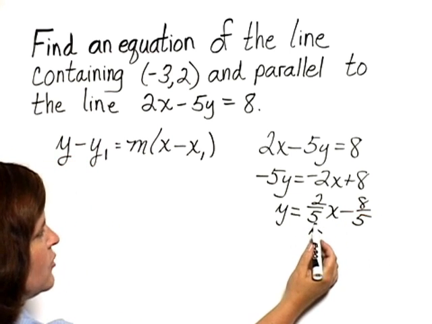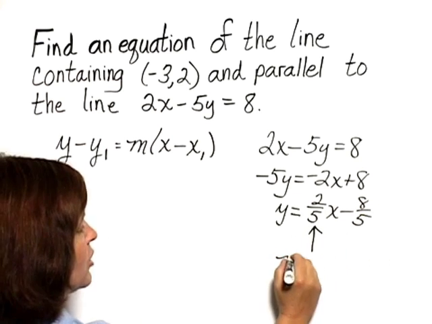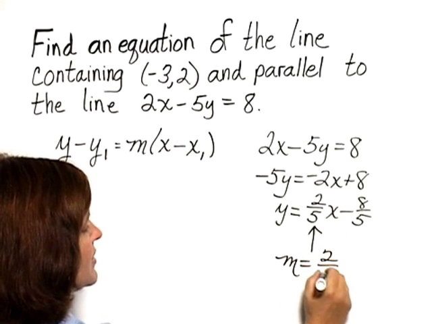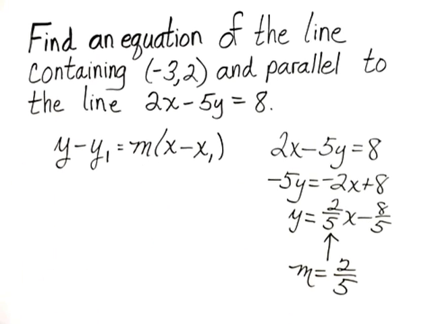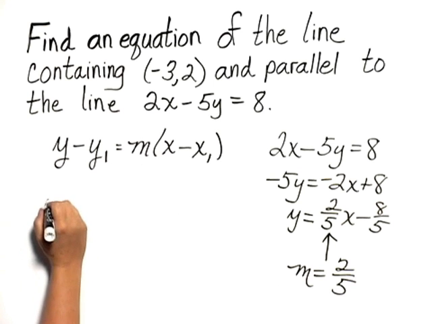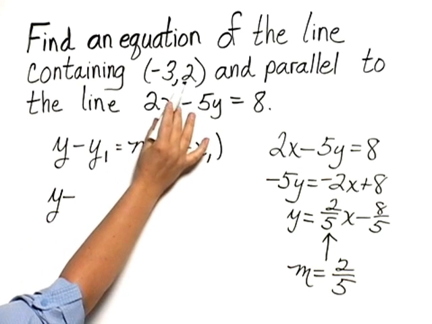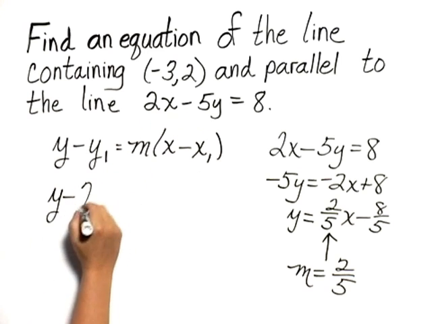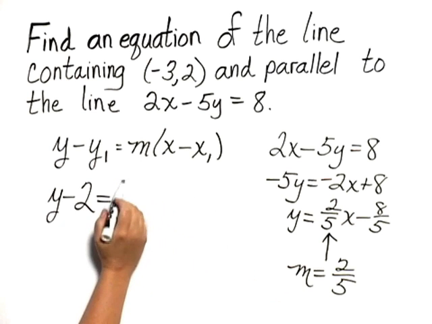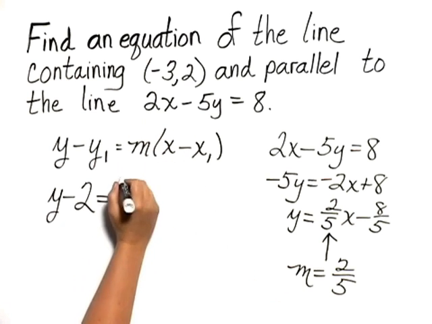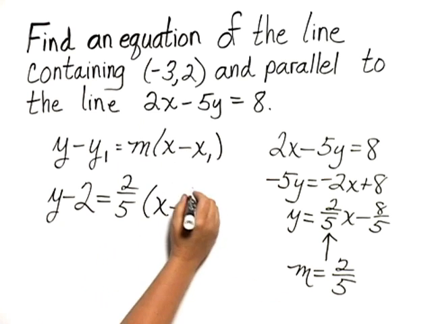The slope of this line is 2/5, so the slope of a line parallel to this line will also be 2/5. So the slope of the line we're looking for will be 2/5. Now that we know that information, we can substitute back in this equation. We have y - y₁ will be y - 2 because the point on the line is (-3, 2), equals m, the slope 2/5, because this line we're looking for is parallel to 2x - 5y = 8. So we have 2/5 times x - x₁, which would be -3.